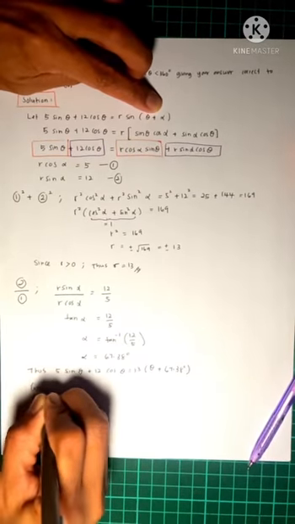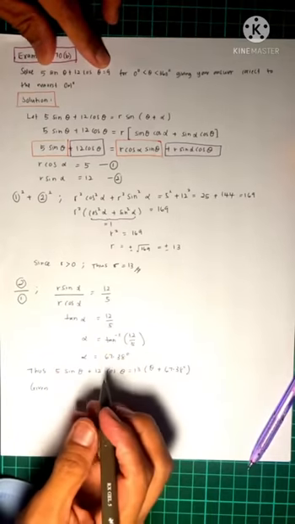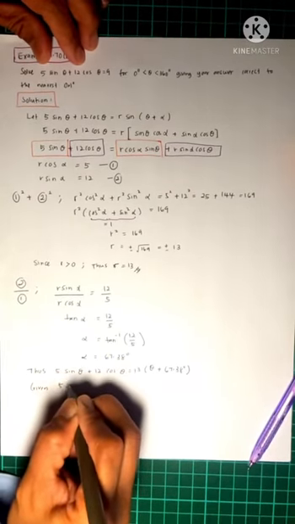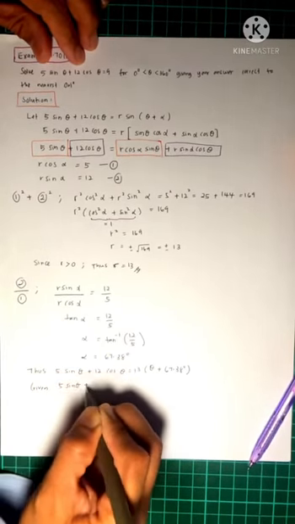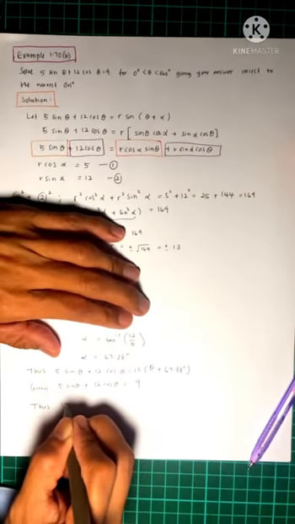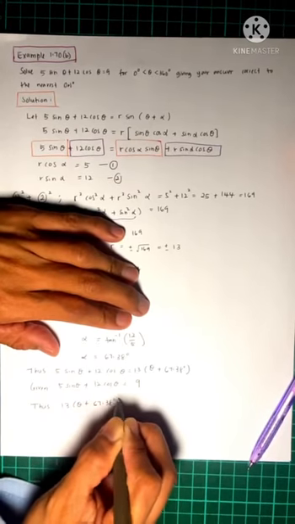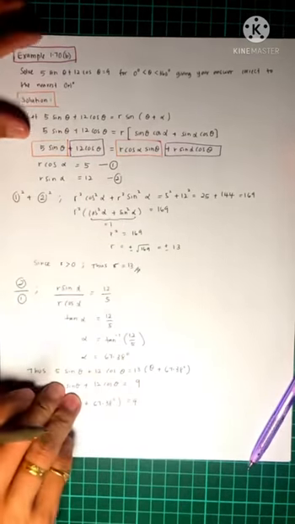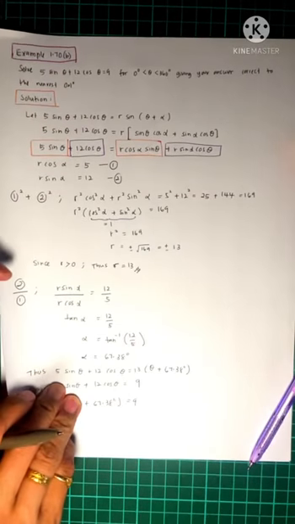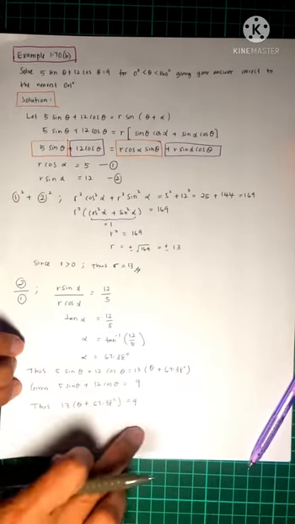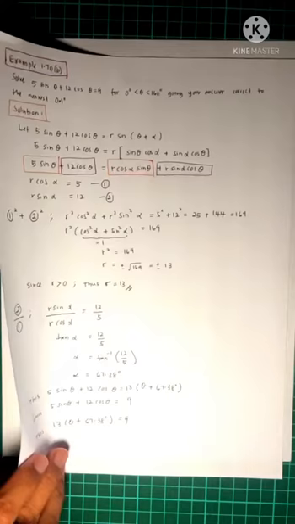Given in the equation, 5 sin theta plus 12 cos theta is equal to 9. Thus we can equate yang ini, 13 theta plus 67.38 degrees is equal to 9. Subhanallah. Then, maksudnya sekarang menggunakan persamaan ini, kita boleh solve the equation. Okay.